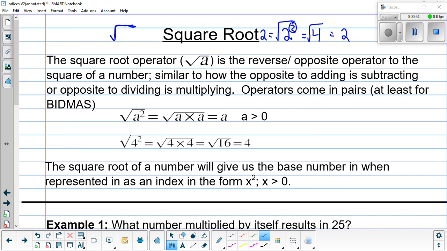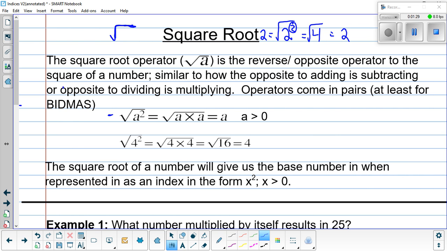Just like adding is opposite to subtracting, and multiplying and dividing come in pairs, right? So what does this look like? Well, if you look at the below there, we have this square root of a squared. We can break that up into square root of a times a, which is simply a, when a is greater than 0. Similarly, the square root of 4 squared is the square root of 4 times 4, which is the square root of 16, and opposite to, if we take 4 squared, we'd get 16. Opposite of that, we get 4 back.